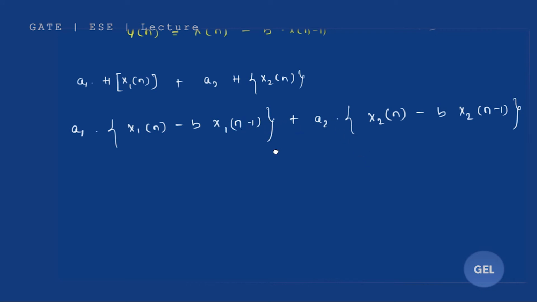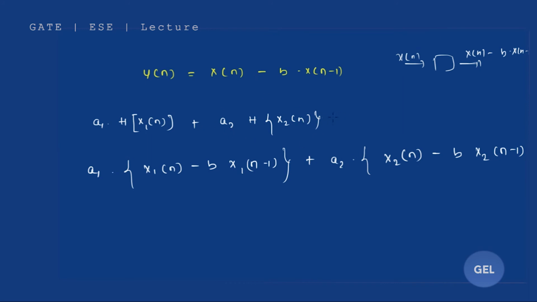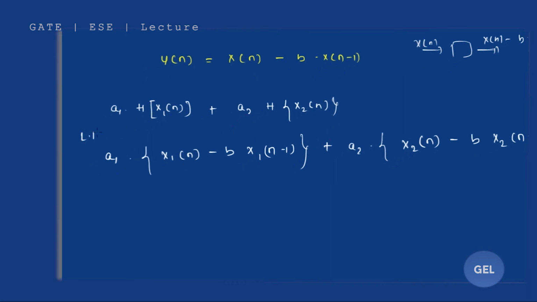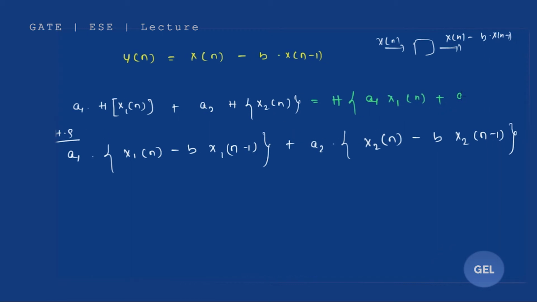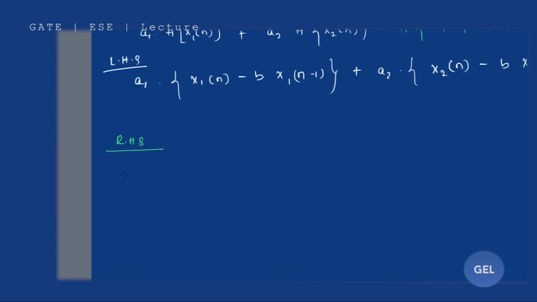Clear? Now, for example, this is your one side. Okay, now let's take it as LHS. This is your LHS. Now what is your RHS? Let me put it in another color. h of a1 x1 of n plus a2 x2 of n. Okay, now let's find out the RHS value. The RHS value will be h of a1 x1 of n plus a2 x2 of n.